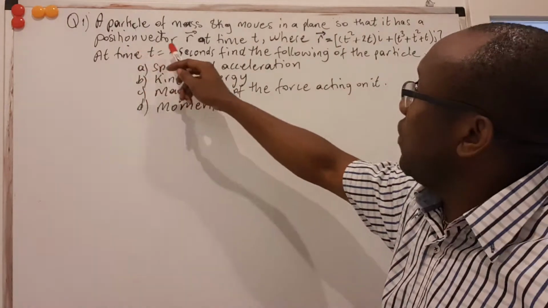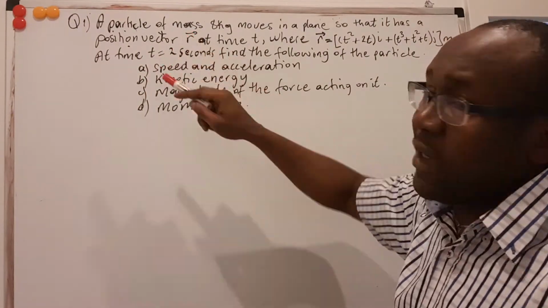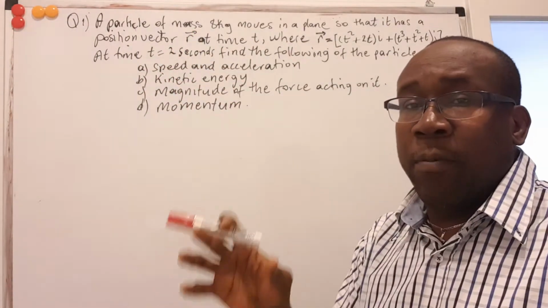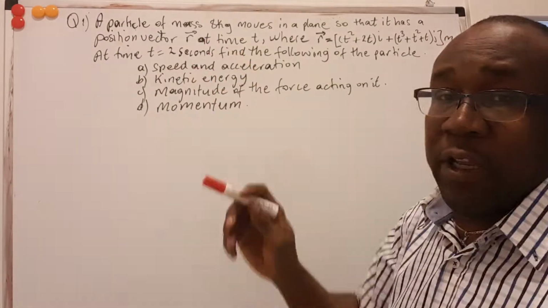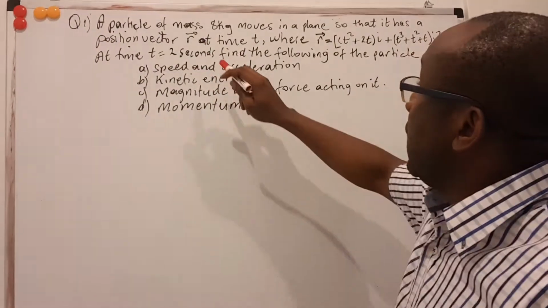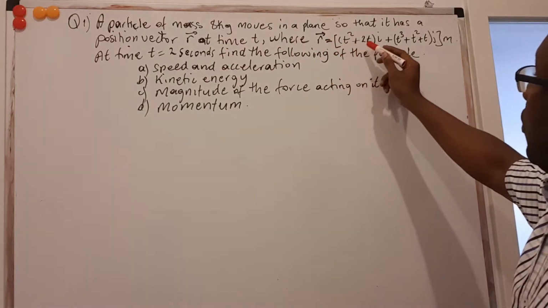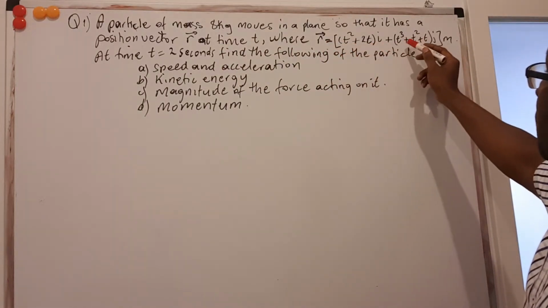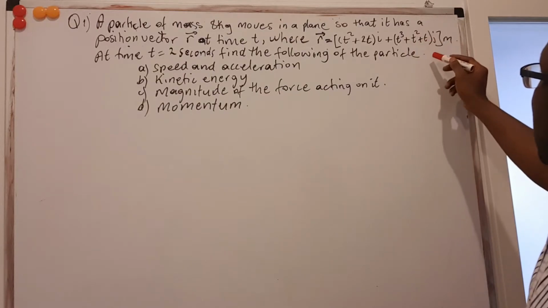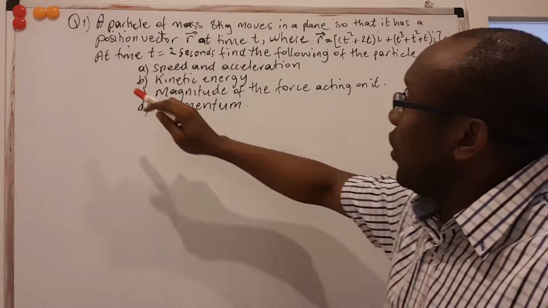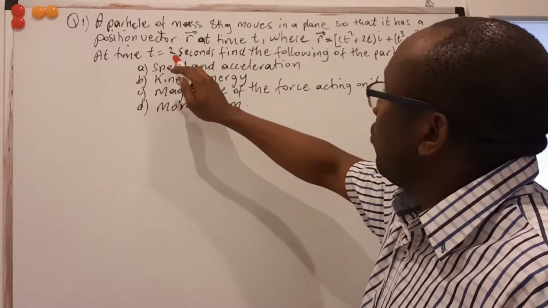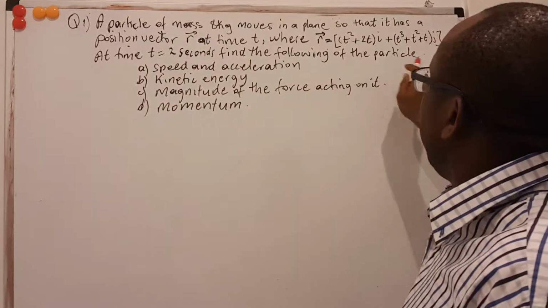Here I'm putting the arrow on the r. Sometimes in the exam it's just boldface. So r will be in bold as a character. At time t, r is given by (t squared plus 2t) i plus (t cubed plus t squared plus t) j meters. At a time t equal to 2 seconds, find the following for the particle.